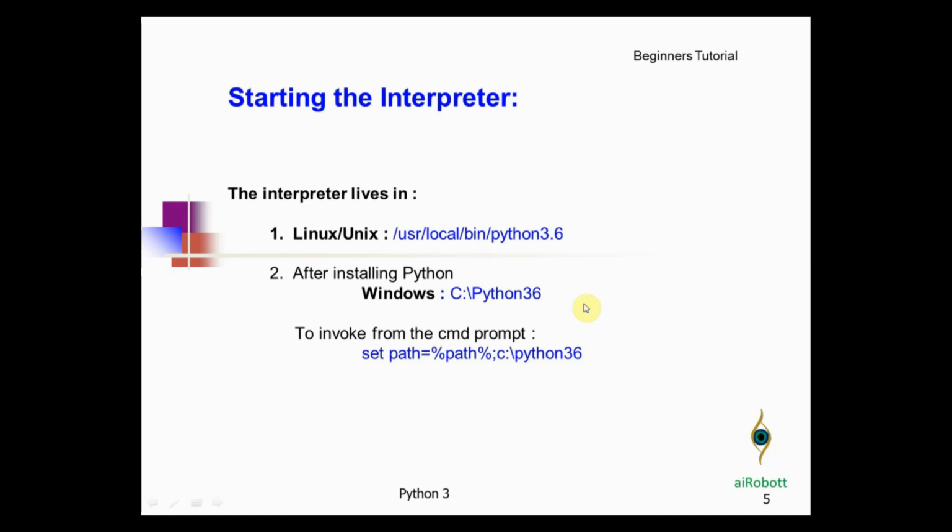Before invoking the command line interpreter interactive session, you have to set the path in Windows. Using this prompt: set path equal to %path%; semicolon C:\python3.6.